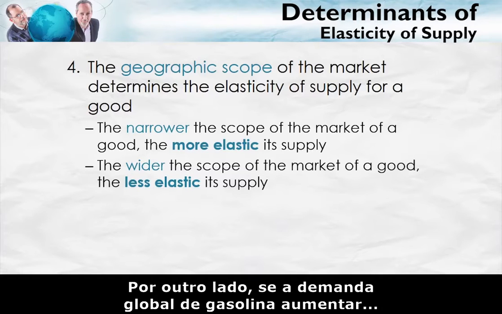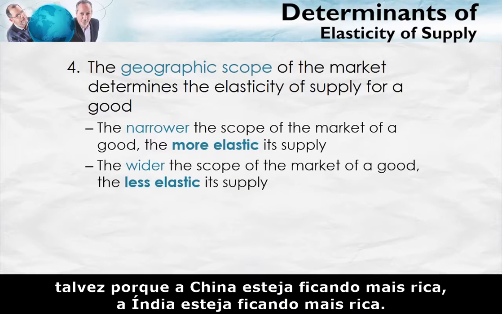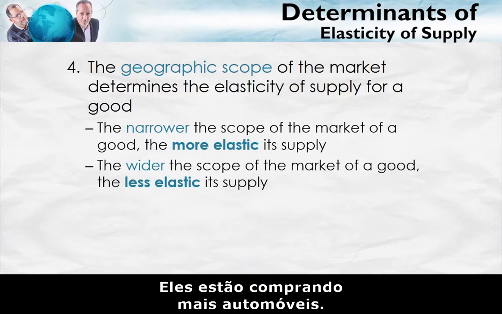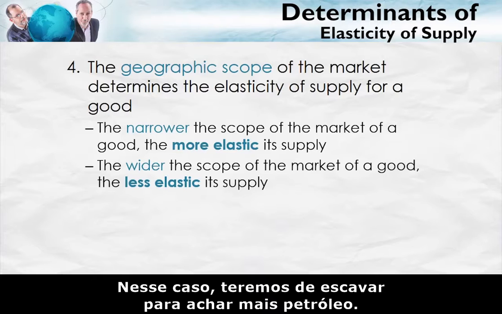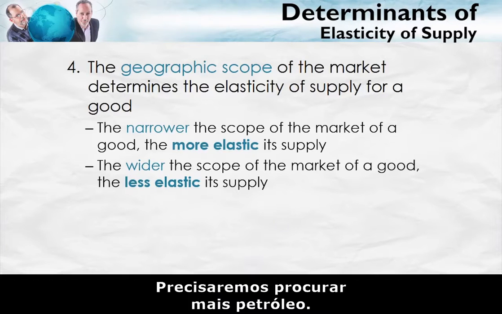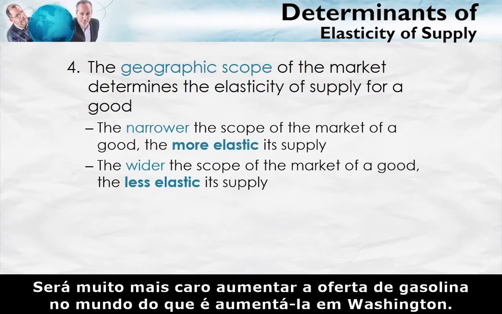On the other hand, if the worldwide demand for gasoline went up, say because China is becoming richer, India is becoming richer, they're buying more automobiles, well, in that case, we're going to have to dig for more oil. We're going to have to search for more oil. That's going to be much more expensive to increase the supply of gasoline to the world than it is to increase the supply of gasoline to Washington, D.C.